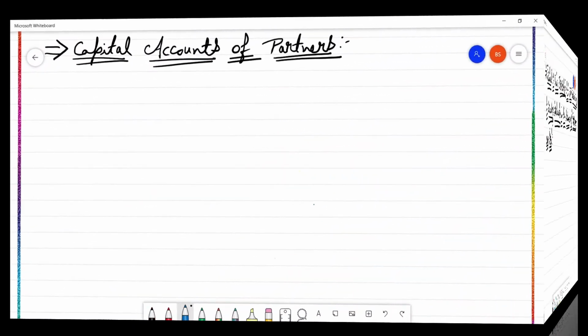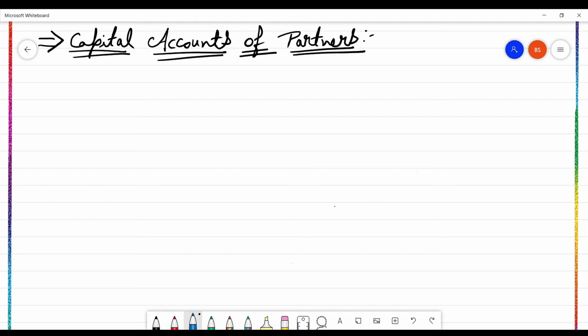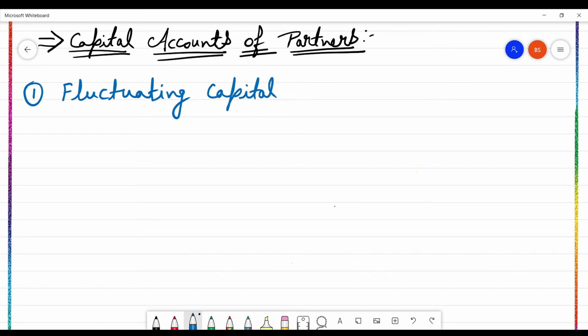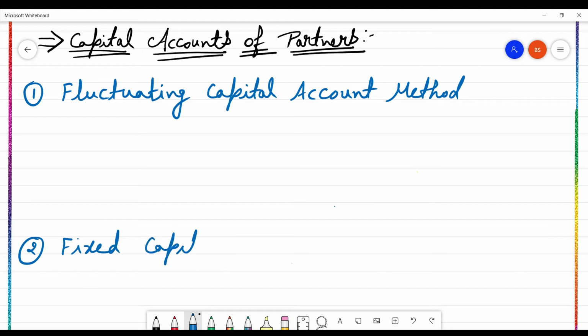Next, capital accounts of partners. There are two methods to maintain capital accounts in the books of a partnership firm. First one is fluctuating capital account method, and second one is fixed capital account method.